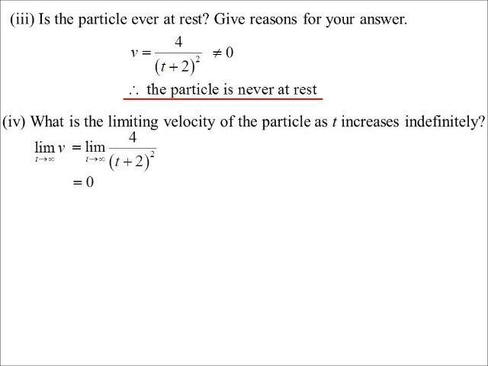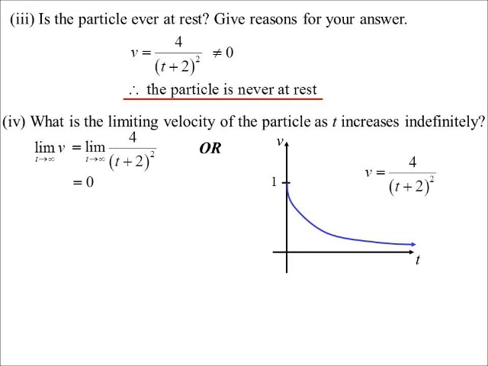If you don't see it straight away, I suppose you could expand the t plus 2 all squared out, and on the bottom you'd have t squared plus 4t plus 4. But remember, when we're doing limits for infinity, all we're left with are the coefficients of the highest power. T squared would be the highest power, so we've got 0 on 1, 0.